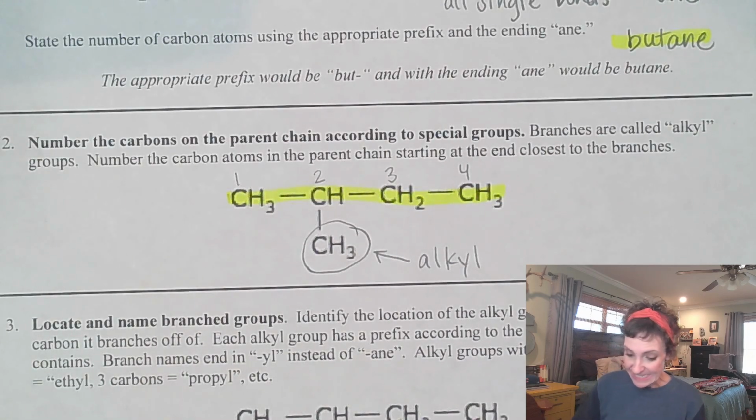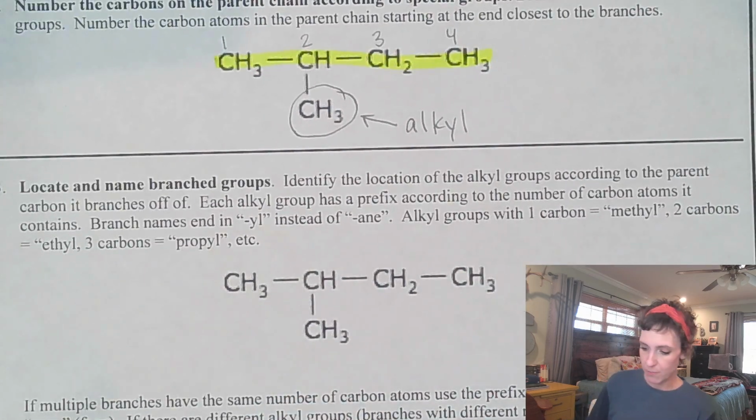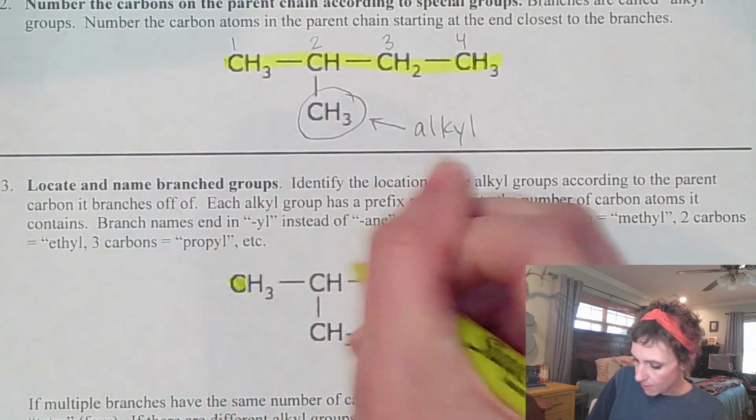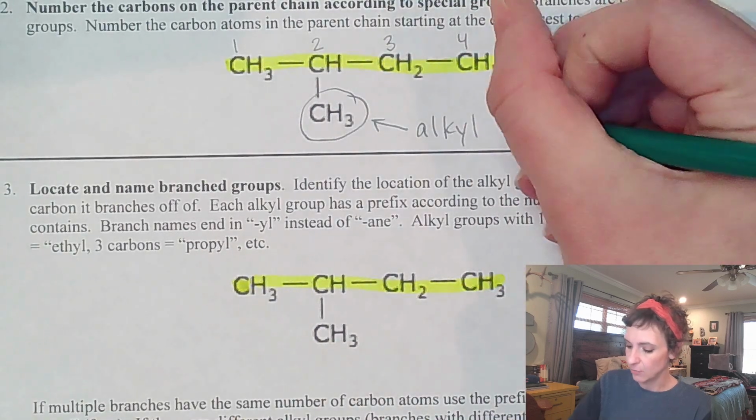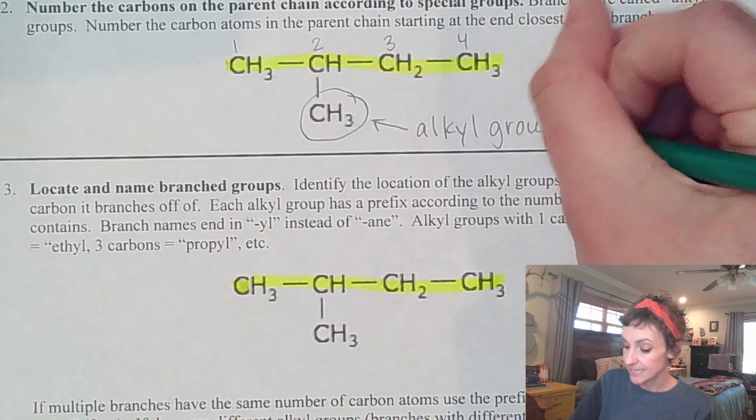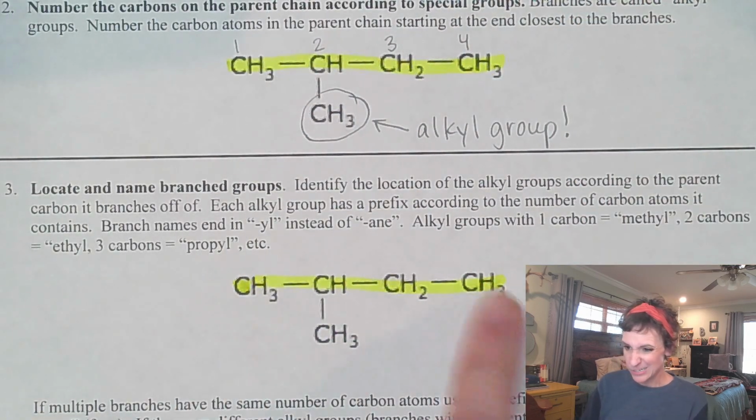Okay, it says locate and name your branched groups. So let's go back and repeat what we have drawn here. This is an alkyl group. Yes, it's an alkyl, but we're going to write an alkyl group. Okay, so there's my parent chain.